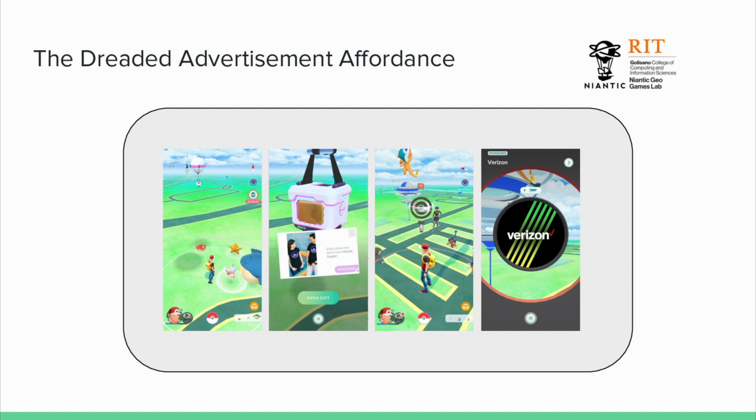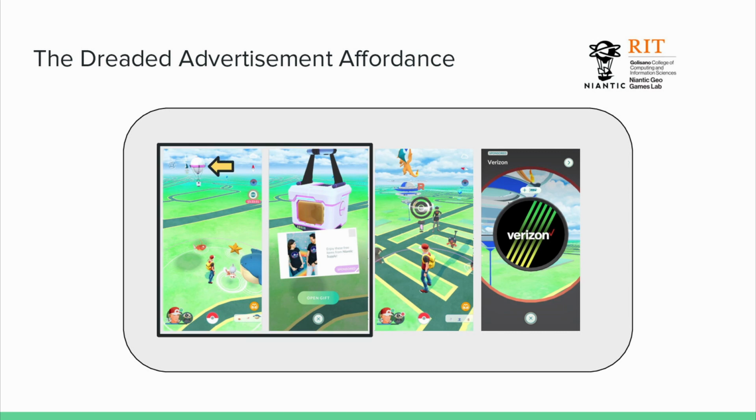But what we need to remember is in the current market, advertisements are inescapable for mobile free-to-play games. If it's free to play, you're the product effectively, right? And location-based games are no exception. Now, at the start of my research, there were two primary advertising affordances present in Pokemon Go, which is going to be the primary probe for all the research going forward.